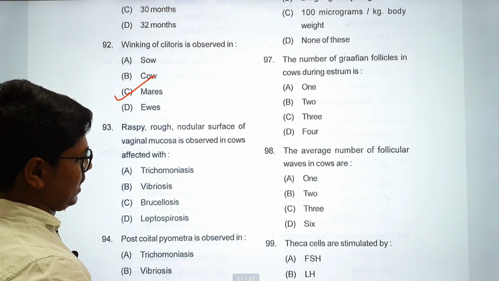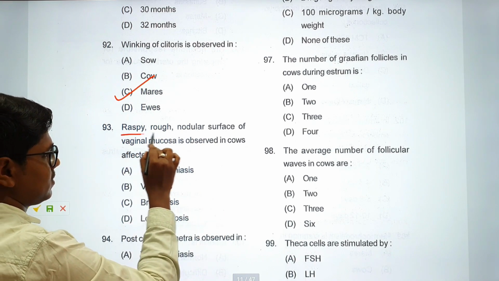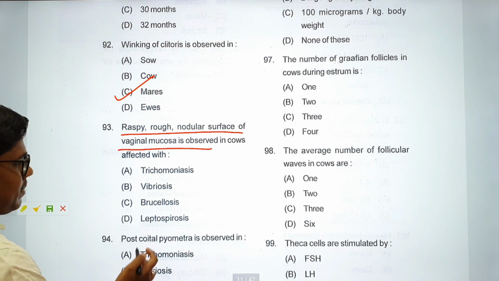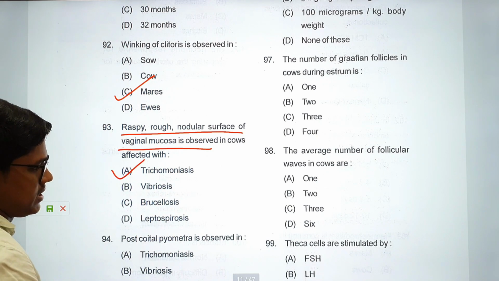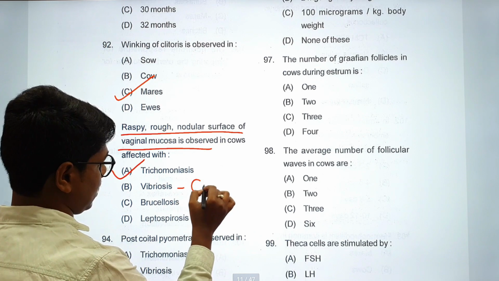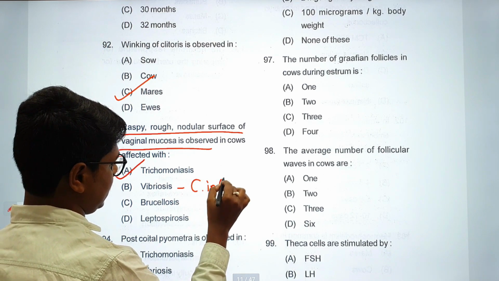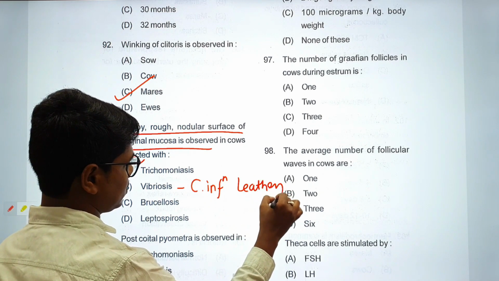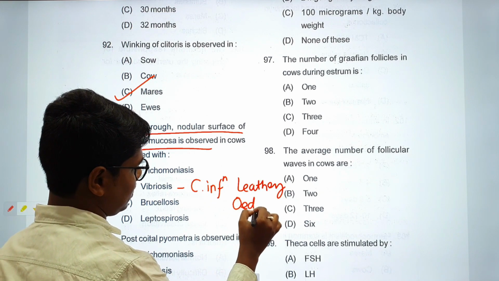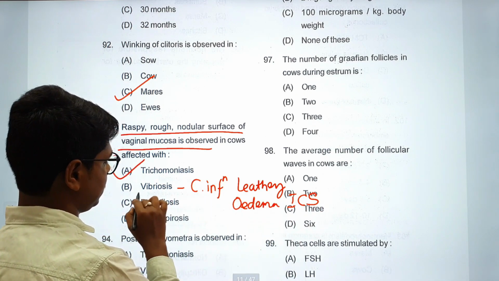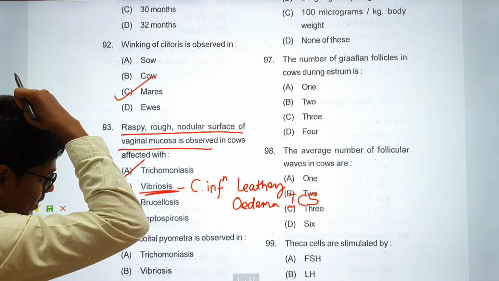Winking of clitoris is observed in mares, horse. Raspy, rough, nodular appearance of vaginal mucosa is observed in cows affected with trichomoniasis. This question is important because these are direct questions. Vibriosis is basically Campylobacter infection. Here we will find a leathery structure with edema of intercotyledonary space. This is very characteristic for Campylobacter infection.